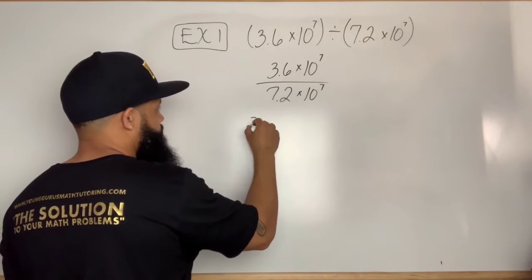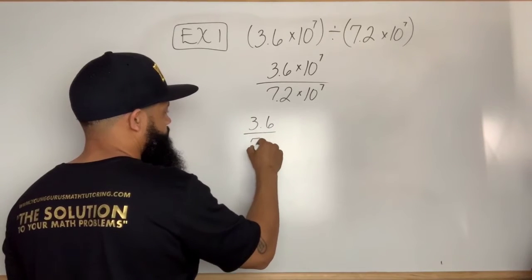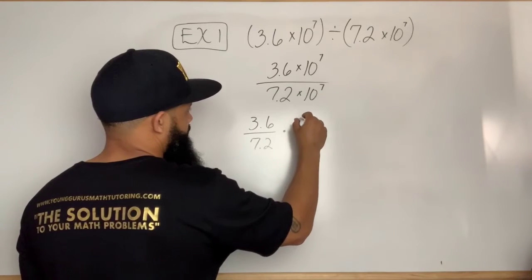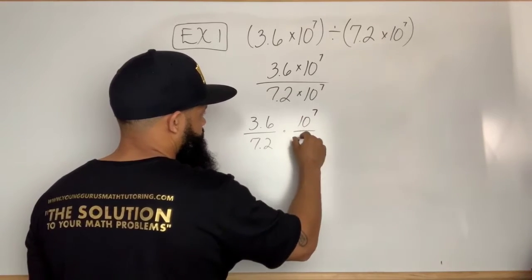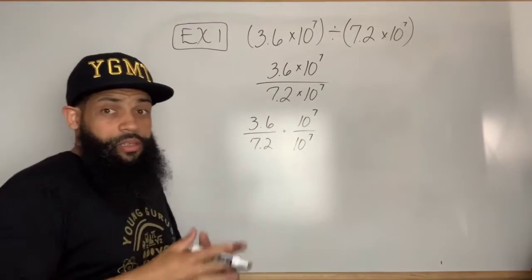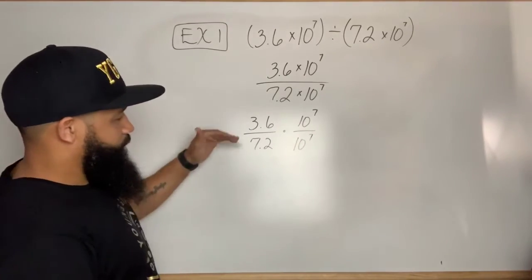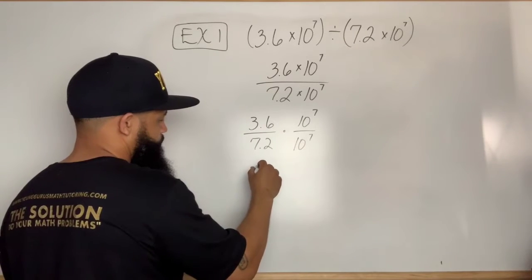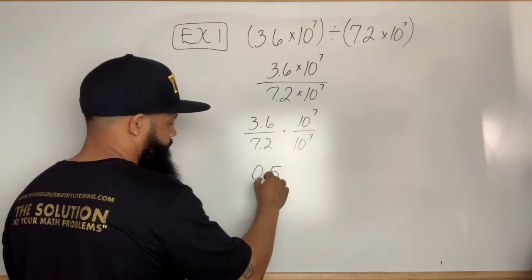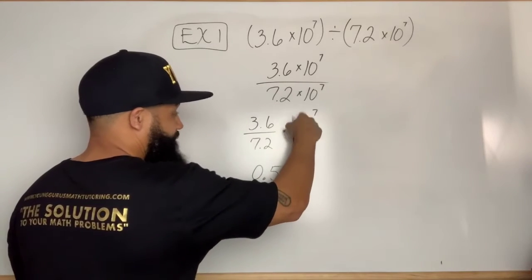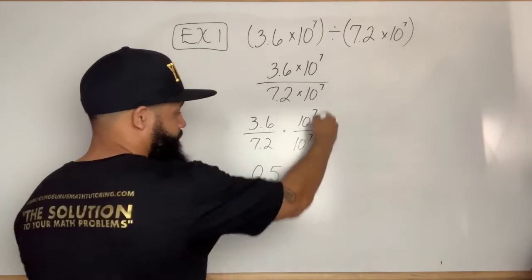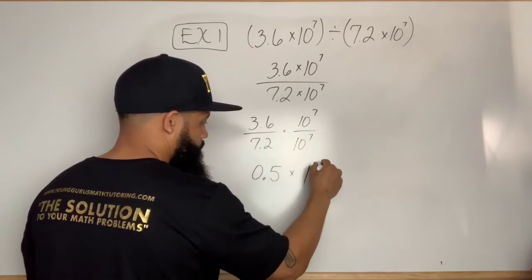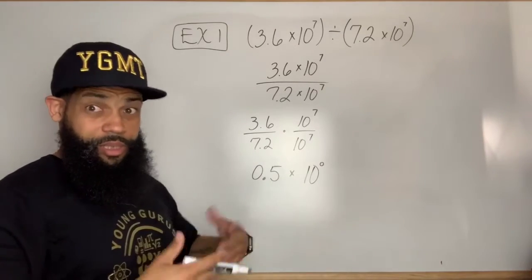So let's break it apart though. So let's say 3.6 over 7.2, and then I'm going to put a dot right there, and then 10 to the 7th over 10 to the 7th. So we're going to work this out in two different parts. 3.6 divided by 7.2 is actually 0.5. When I have the same base and I have exponents, I have to subtract the exponents. Well, 7 minus 7 is 0. So I have 0.5 times 10 to the 0 power.